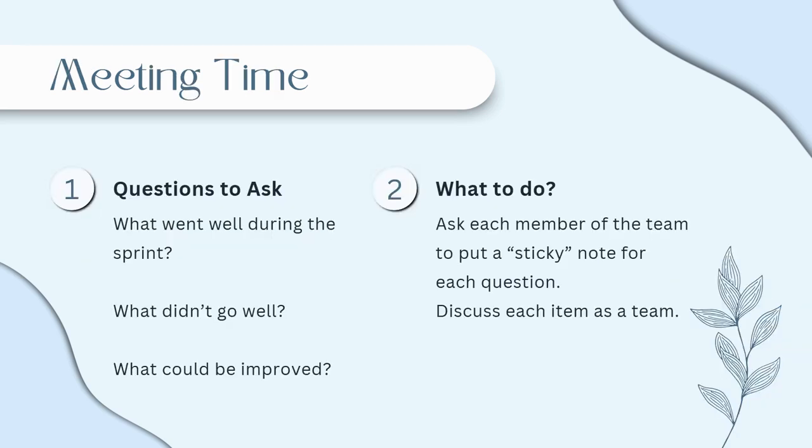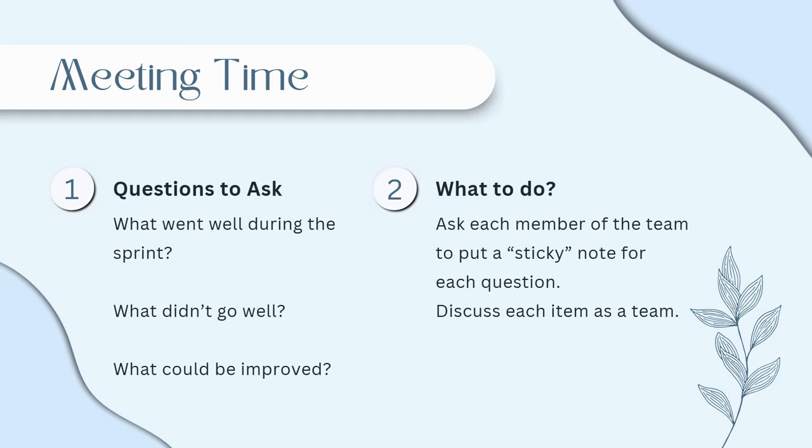How does this meeting actually work? While this may vary in the exact specifics from company to company, you will get the entire team together and ask three main questions. 1. What went well during the sprint? 2. What didn't go well? And 3. What can be improved upon? Each member of the Scrum team should get an opportunity to contribute their answers to these questions.